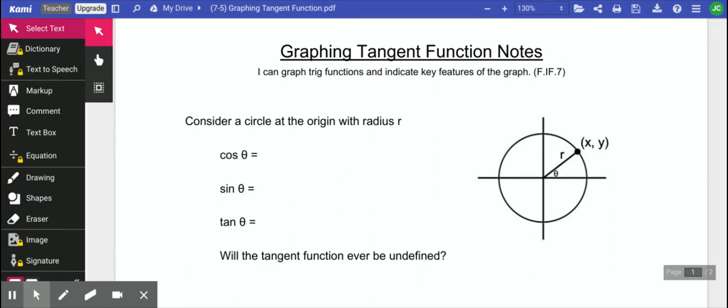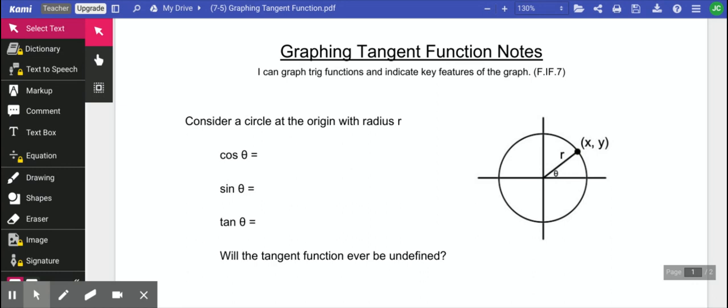We really don't use tangent as often, and so as you'll see, we're going to do fewer transformations and practice with it just because it's not quite as applicable in real life as compared to sine and cosine. But we still want to take a look at it.